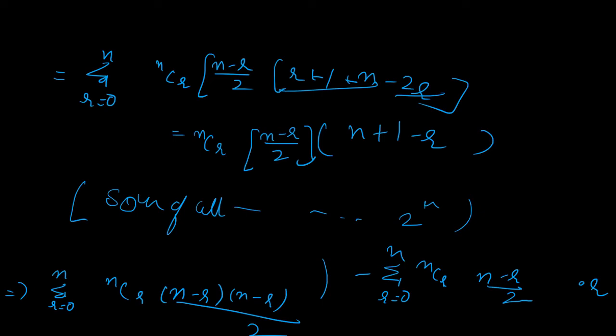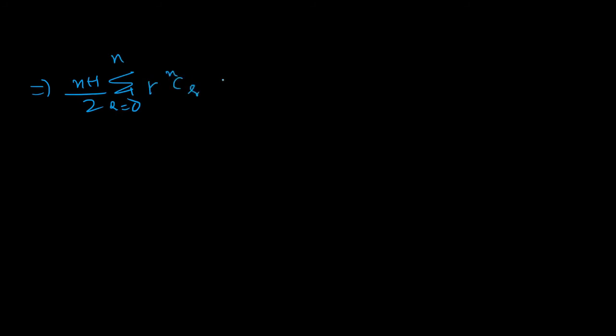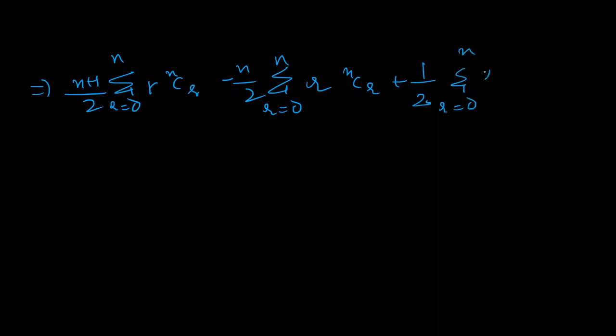So what exactly you get from here? The last step you are separating it for both. So one side you are getting r square. Now your term will become n plus 1 by 2 sigma summation of r from 0 to n, nCr, minus n by 2 sigma r from 0 to n, r nCr, and then r was twice there, so it will become sigma r from 0 to n, r square nCr.